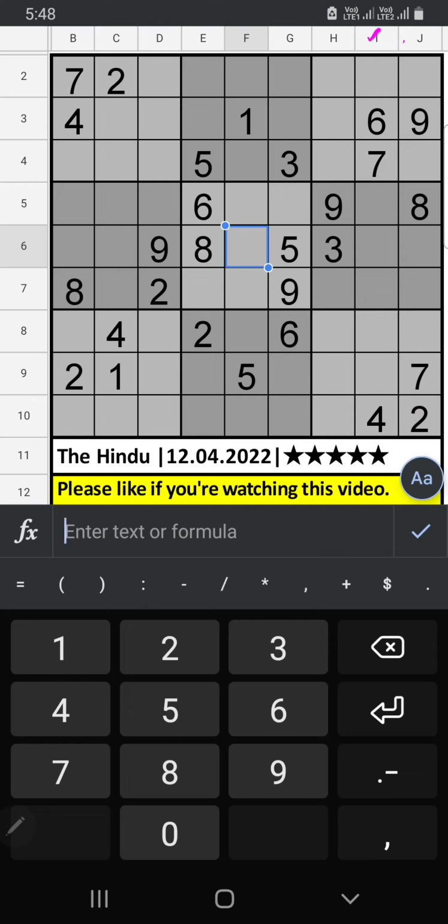Column I, then column J, we have 7. So 7 can't come in these cells. Then 7 is confirmed here. Column I, we have 4 and 6. So 4 and 6 can't come in these cells. It will come in any one of the two cells. We will confirm later.